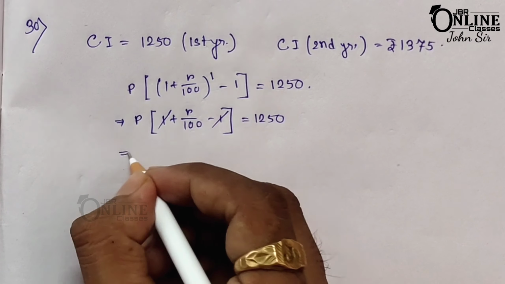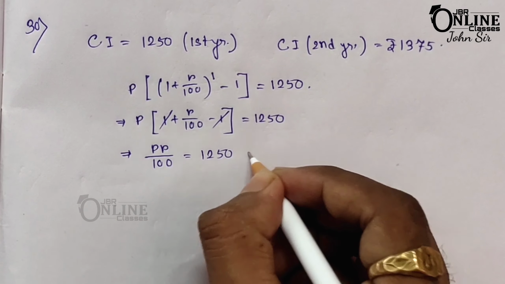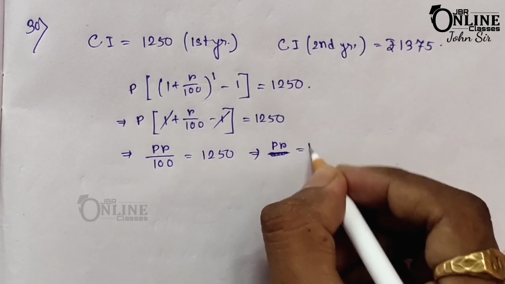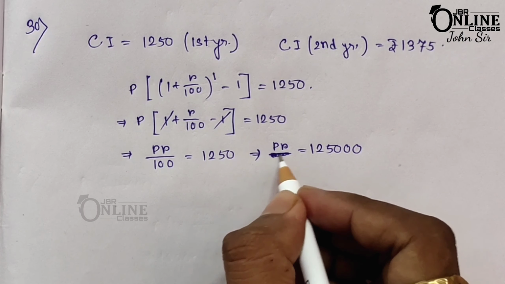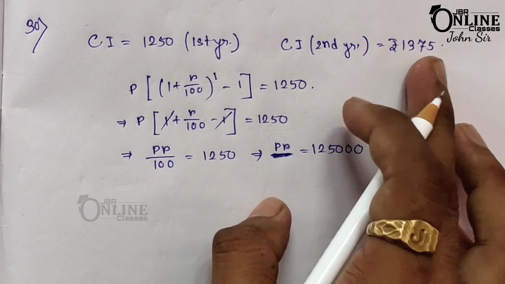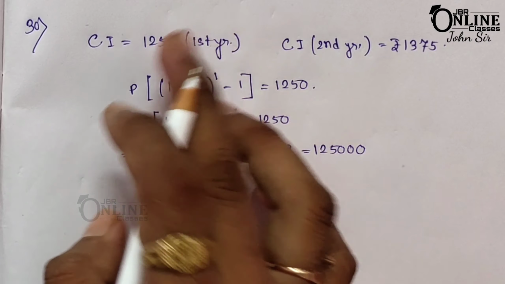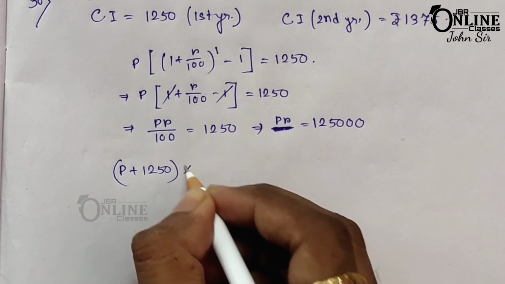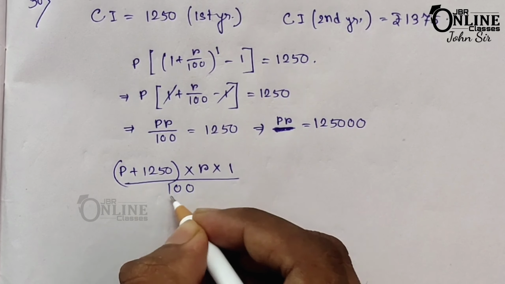So 1 cancels out, then PR by 100 equal to 1250, and from that PR equal to 125000. Now here the compound interest for the second year. So for the second year the principal will be what? P plus this one. So here P plus 1250 into, you can apply R as interest, into 1 divided by 100.